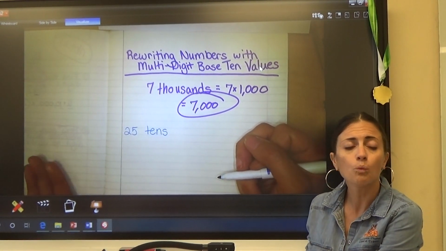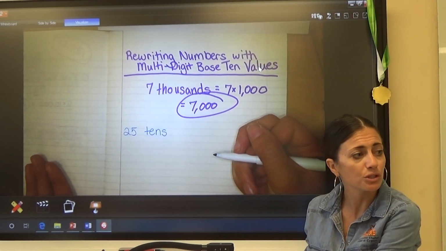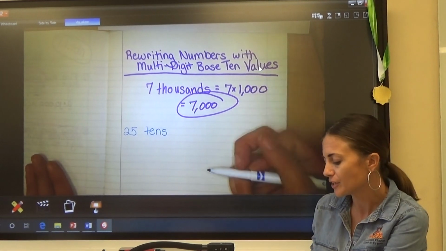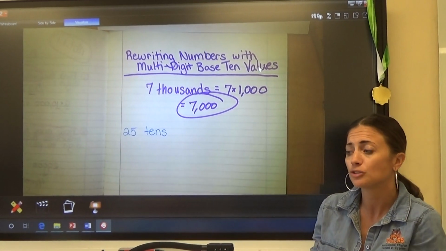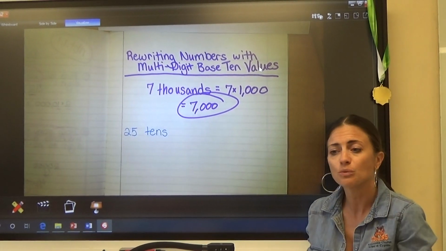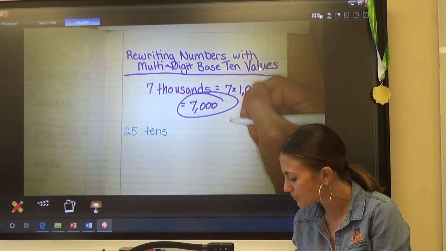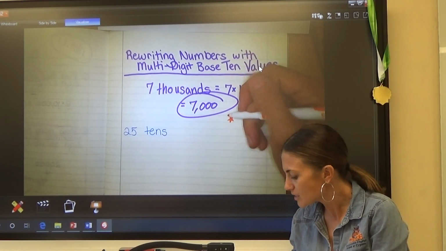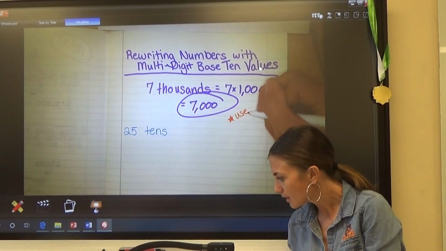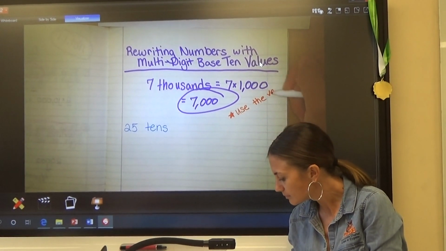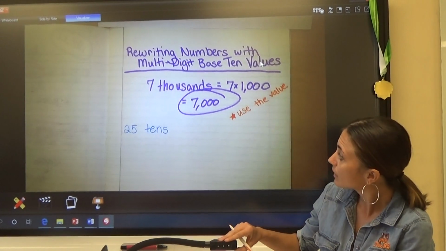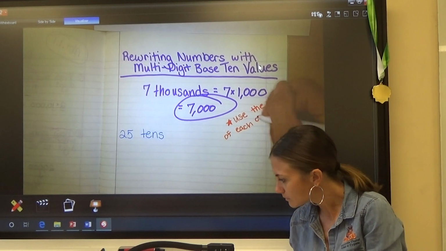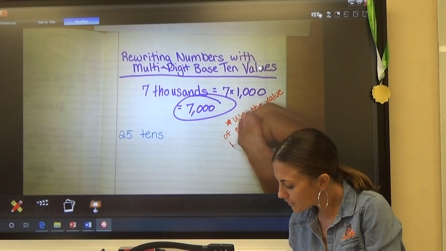When we have double digits, we have to use the same process, meaning we write our equation first and then find our value. Now, I will give you a major key before we do that. Here's what we need to remember to be able to do this successfully. We're going to make a major key note that tells us we use the value of each digit to find the standard form.